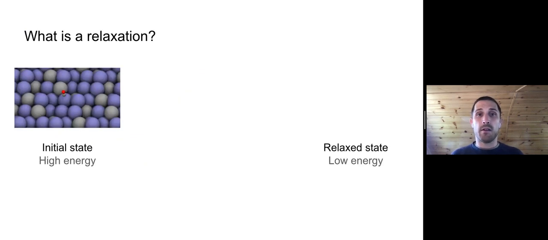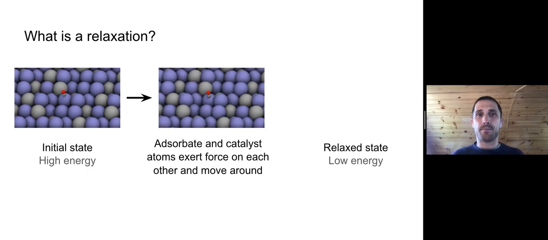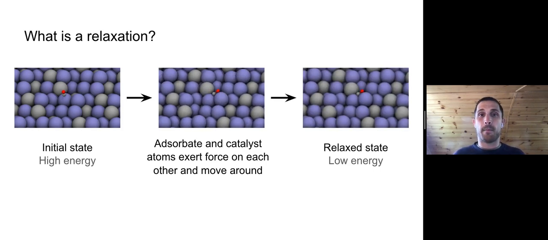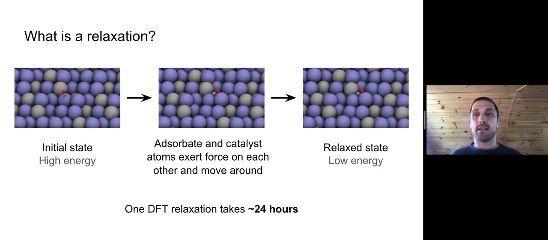If you're unfamiliar with a relaxation, we start with an initial high energy structure. Then using DFT, atoms are allowed to move around until the forces they exert on each other are near zero. The final state is our relaxed or low energy structure. And for one catalysis system, this DFT relaxation takes around 24 hours on average.